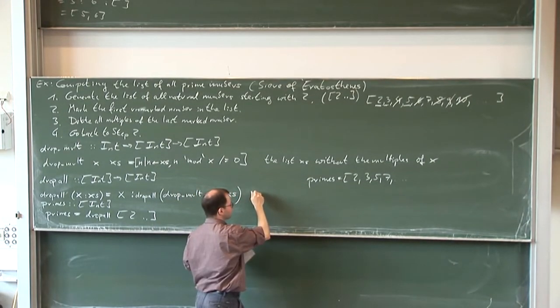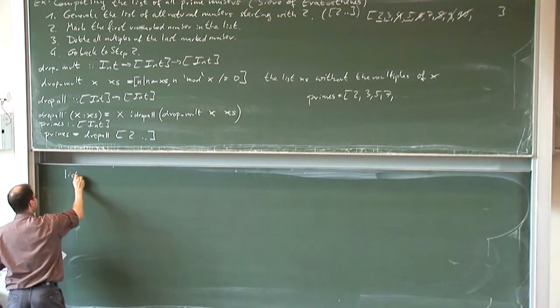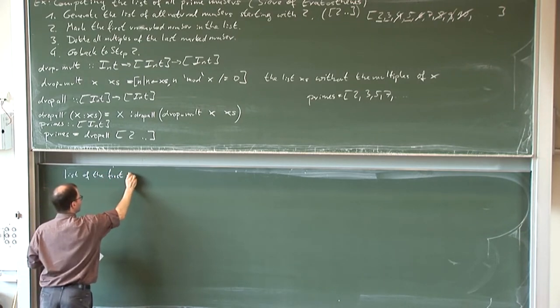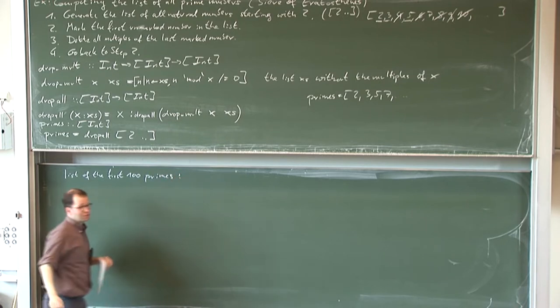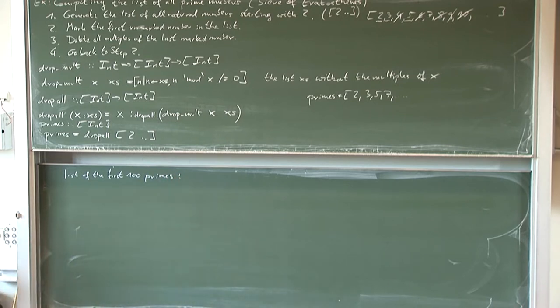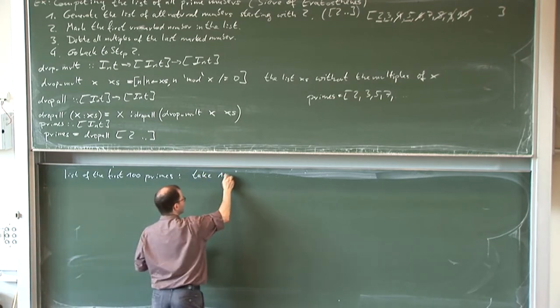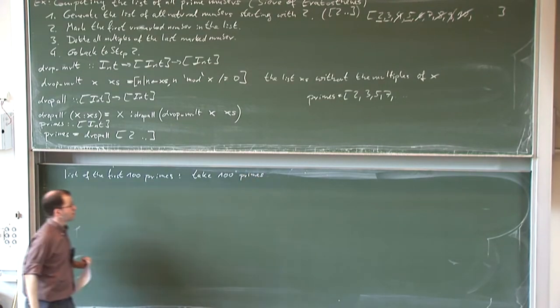But if you want to compute the list of the first 100 primes, what expression would you have to evaluate in order to get the list of the first 100 primes? Right. You would say take and then 100 and primes. And this would indeed be terminating and give you the first 100 primes.